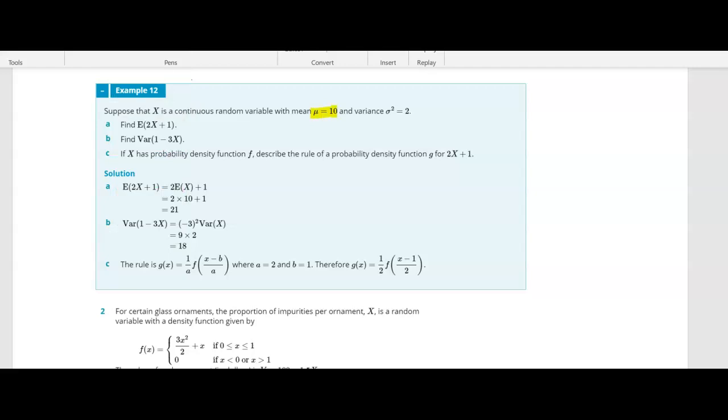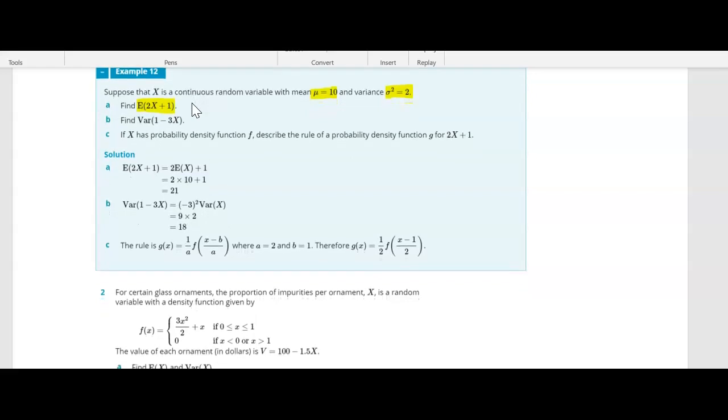All right, so mean is 10 and your variance is 2. So mu we use to represent mean or expected value, and sigma we use to represent standard deviation, and the variance is just the square of the standard deviation, so sigma squared. All right, so in part A, we're finding the expected value of the linear function 2x plus 1.